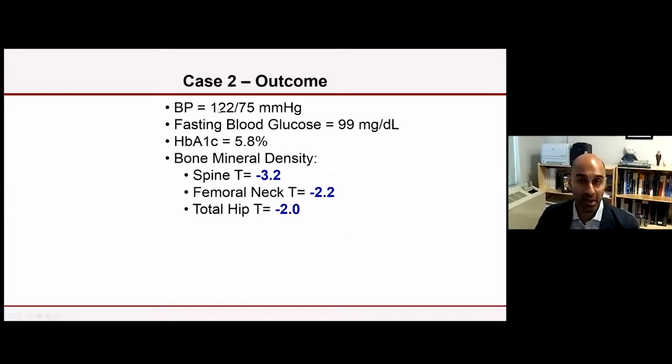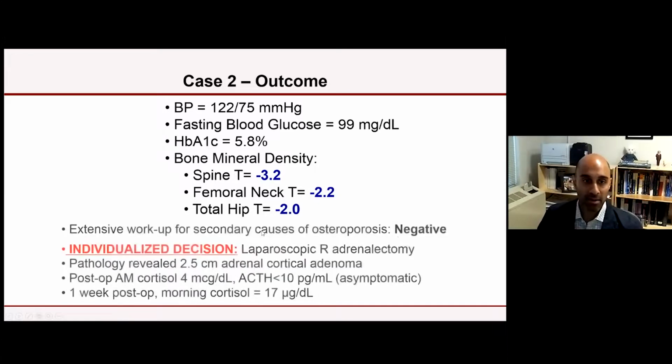So this patient, for example, had normal blood pressure. She had normal blood glucose and hemoglobin A1C, but this is a premenopausal woman who has incidental osteoporosis. This evaluation was done to look for signs of hypercortisolism. She has a pretty extensive workup for secondary causes of osteoporosis, which is negative except for the mild hypercortisolism. So what to do? Follow or do an adrenalectomy to remove that tumor. In this case, an individualized decision was made to perform a laparoscopic right adrenalectomy to remove that mass, because it was deemed that that high cortisol was likely the main contributor of this bone density. Okay, so this is an individualized decision.